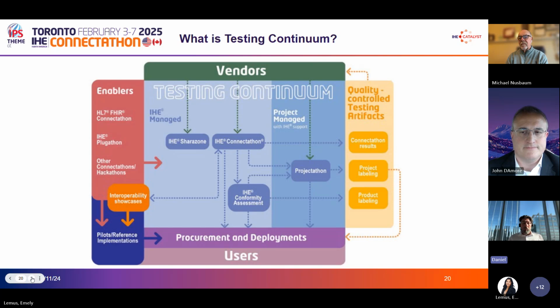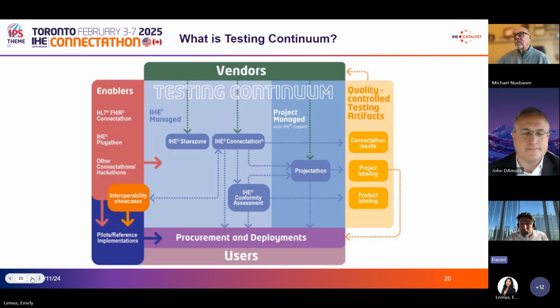At the Connectathon, we're able to assess, refine, and give feedback. And then these eventually go to Projectathon. You can see here there's a divide between the IHE managed events that are really at the Connectathon level and the share zone. The share zone is a place where we host artifacts, and you can exchange documents using this. It's very much used in radiology today, but it could be a really good potential way of also exchanging IPS documents in our use case here.